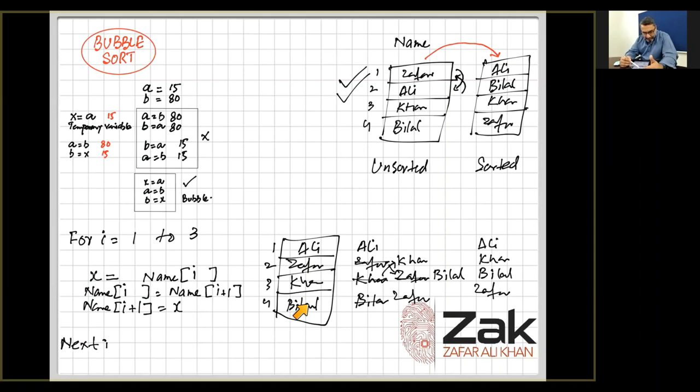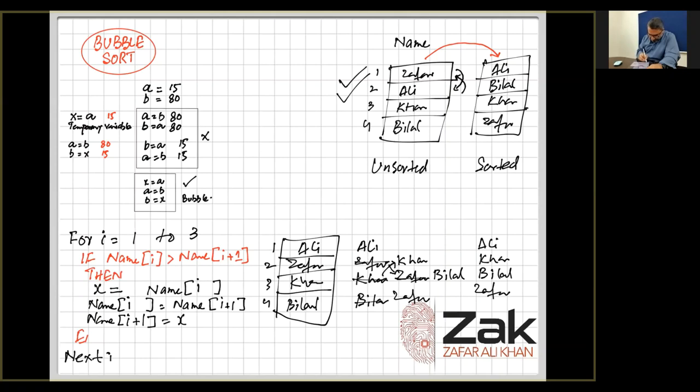So what I'm going to do is put an if condition here, which will be like: if name I is greater than name I plus 1, then I will do it, otherwise I won't. Then do this and end if. So now what is happening is that at every loop the system is checking if the ith position is greater than the I plus 1 position. If it is true, then only this exchange, bubble exchange, is happening. So let's do it with these values now.